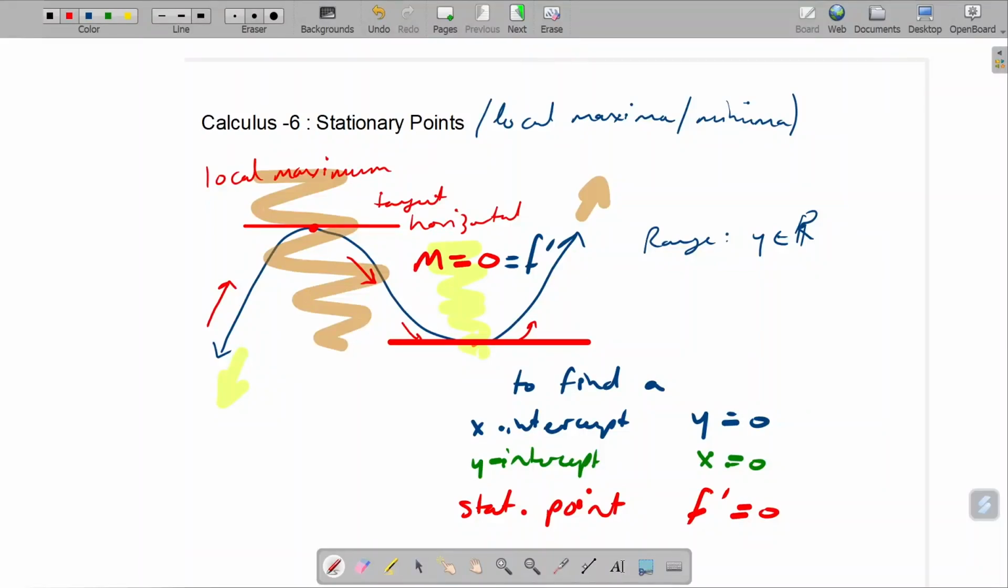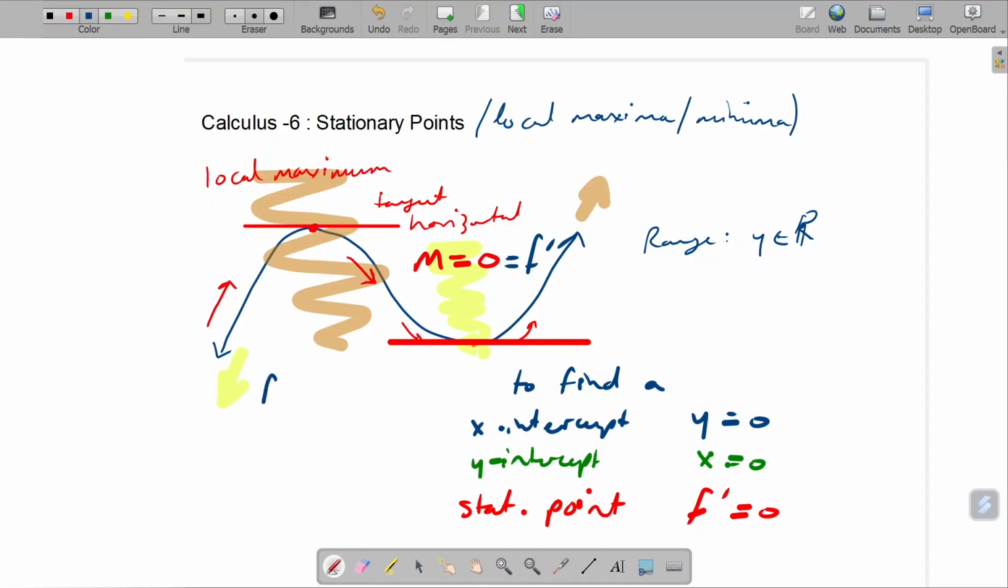And there's a sort of symmetry, or a sort of beauty, to that idea that all we are doing to find all these key points on a function is making something equal to 0. We just need to keep track of which one it is. If we made y 0, we would be finding an x-intercept. If we made x 0, we'd be finding the y-intercept. And if we find f prime and make that 0, we'll be finding the stationary points, in other words, the local maximum or the local minimum.